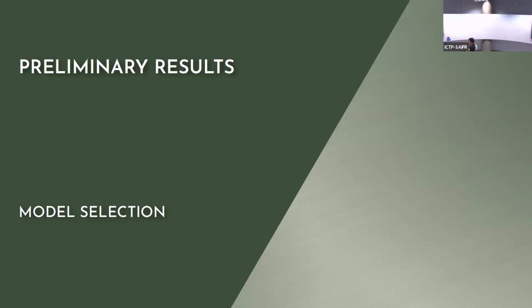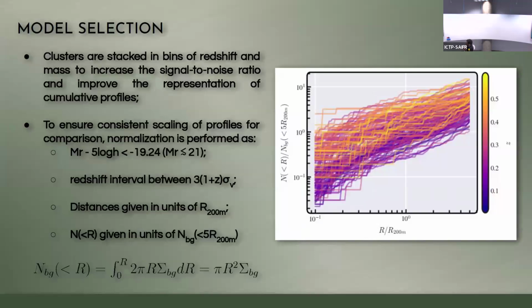So we're going to share some preliminary results. It's really at the beginning. The first is the model selection. I said that I was testing the SASC and the alternative profiles. To test them, I did stacked profiles, because I could increase the signal-to-noise and it would be better. So I stacked the profiles in bins of redshift and mass. Here I'm showing all the profiles that I have, colored by redshift. To stack them, I have to normalize so the profiles are on the same scale.